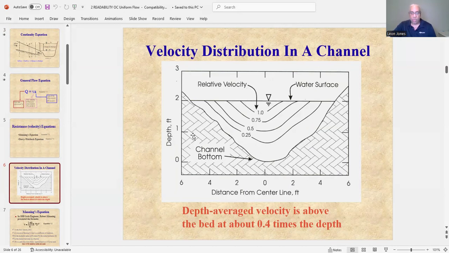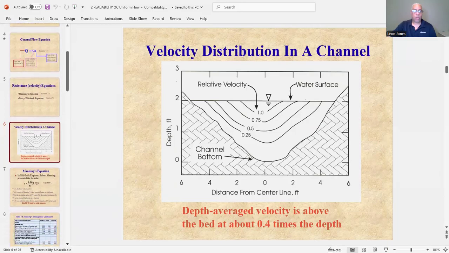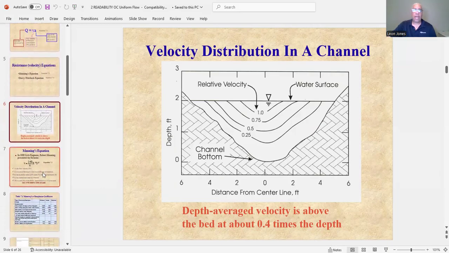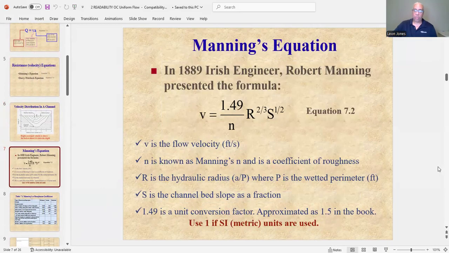And again, this symbol right here is your soil or your channel bottom. Now, one of my favorite equations, if you want to find velocity, you must use the Manning equation. Now, Manning, he was an Irish engineer, and he came up with this equation.